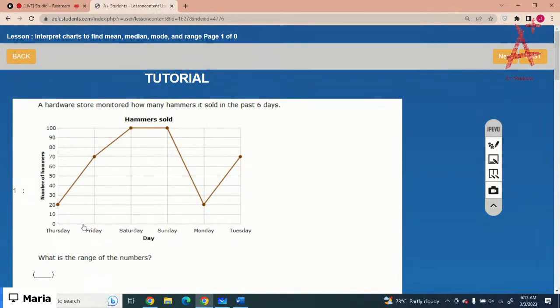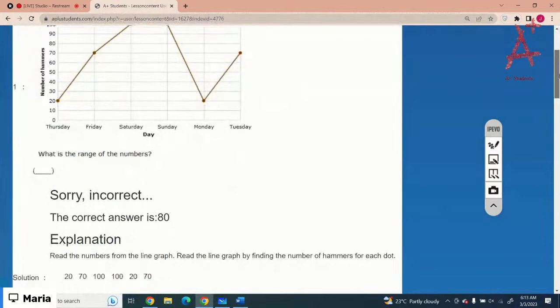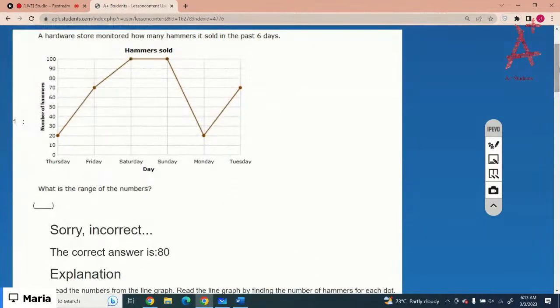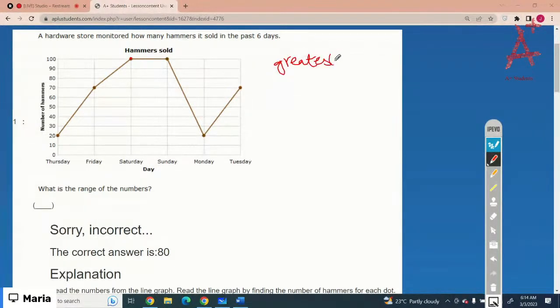A hardware store monitored how many hammers it sold in 6 days. So, what is the range of the numbers? We have done the mean, median, mode, and range in the previous lesson. We have learned how to calculate these values. The range is the greatest value of the data minus the smallest value. Just look at the graph. Which is the greatest value here? 100. That is the greatest value of the data.